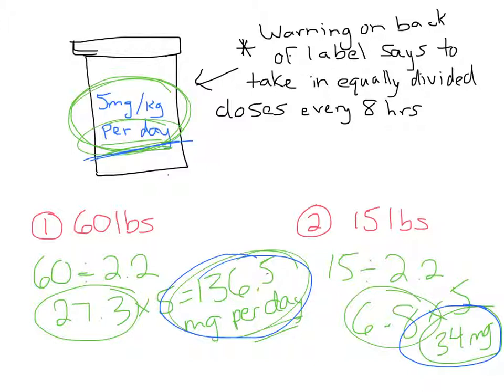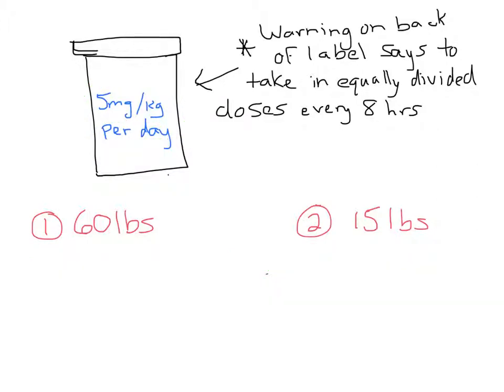So now let's take into consideration the warning on the back of the label. Let me erase a few things on here. So remember 136.5 and 34. Patient number 1 was taking 136.5 milligrams per day, and patient number 2 is taking 34 milligrams per day. But again, the warning on the back says we can't take this all at once. So patient number 1 isn't going to take their 136.5 milligrams all at once, and patient number 2 is not going to take their 34 milligrams all at once.